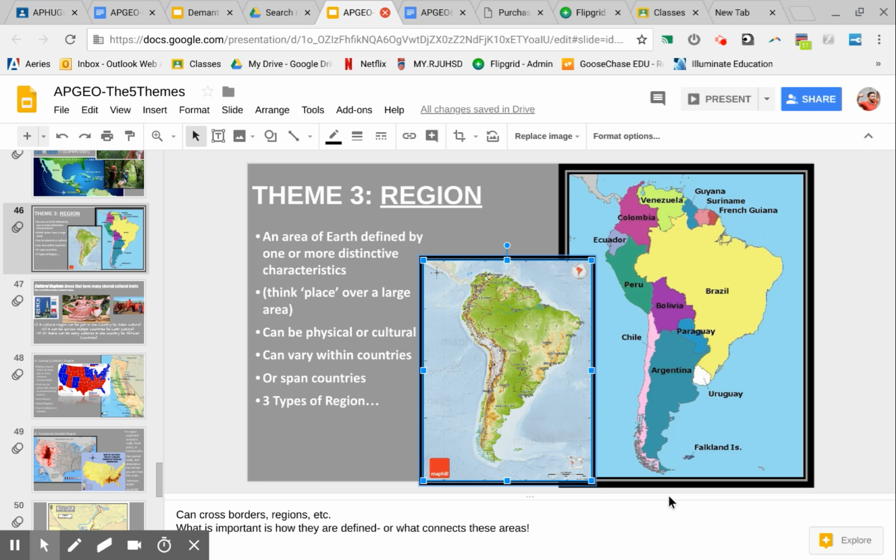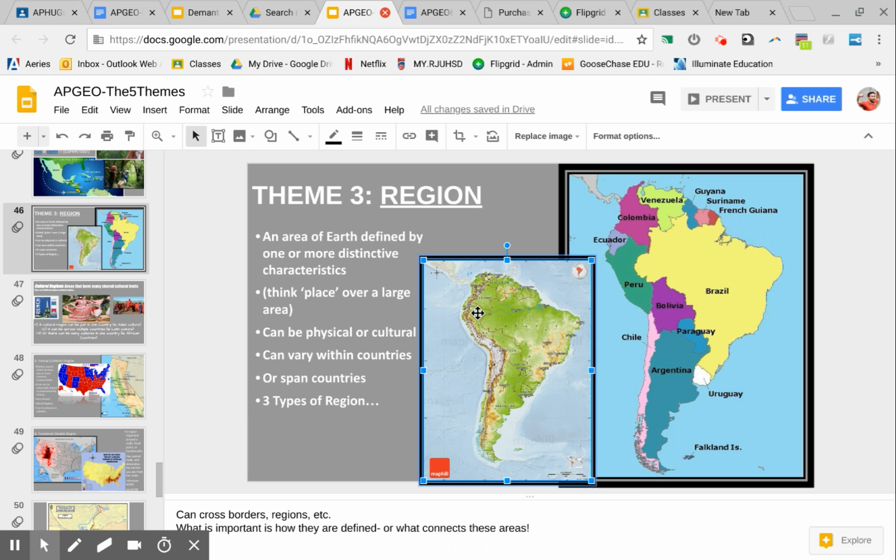It's a really important theme. It's theme number one within our five themes, so you should take notes on that piece of paper with the dude's face on it. And today we're talking about regions. A region is the area of Earth defined by one or more distinctive characteristics. The best way to think of it is to think place, like we define place, but over a large area.